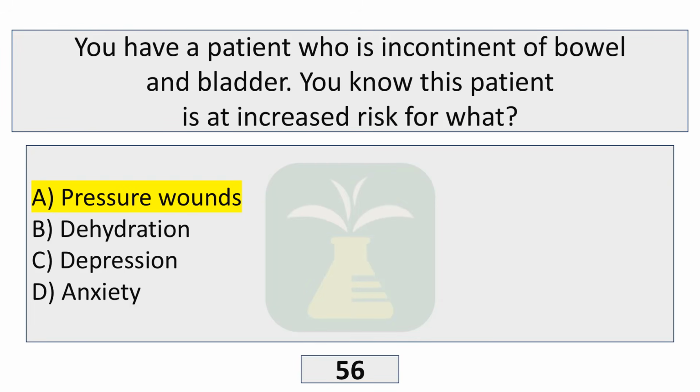Correct answer, A. Pressure wounds. Urine and feces are acidic and can break down healthy skin. Furthermore, urine causes the skin to be wet for a prolonged period of time, causing a major risk in skin breakdown. If the skin is wet, friction from the patient's clothes or bed linens can easily cause a break in the skin. This also sets the patient up for infection if there is a break in the skin.